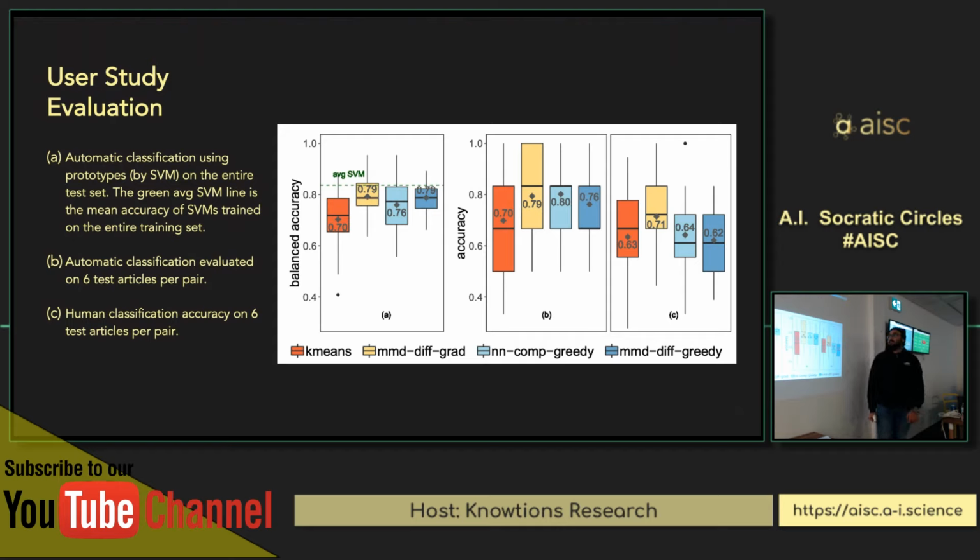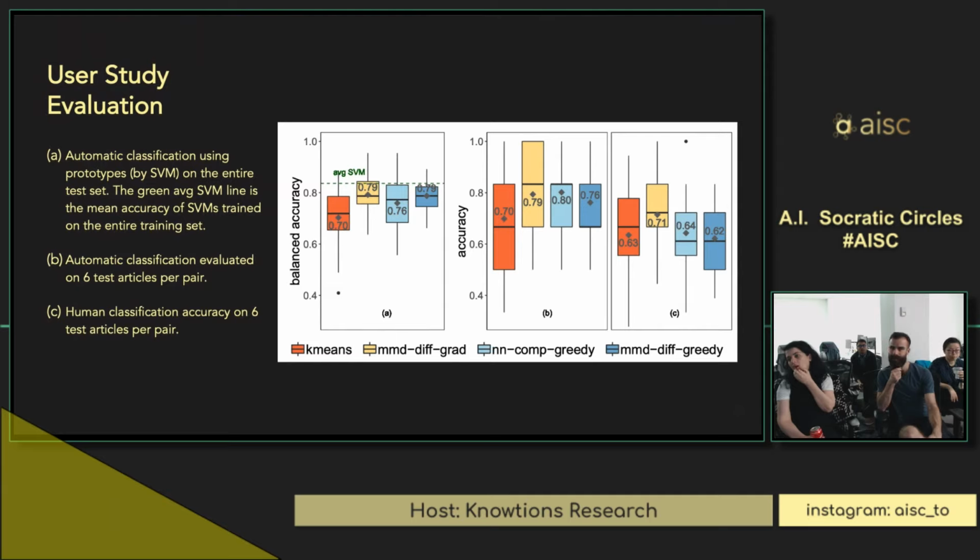And the green line on the first graph, A, gives us the average accuracy of an SVM trained on all possible documents. So trained on XG as opposed to X bar G. These are the results.